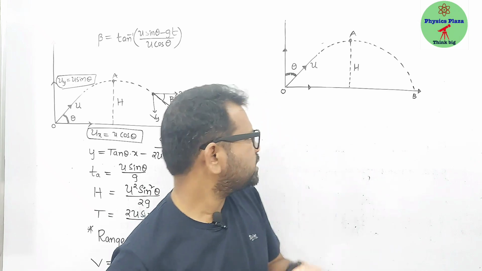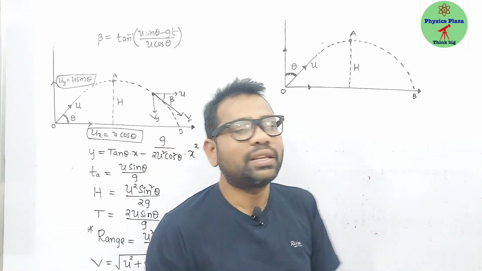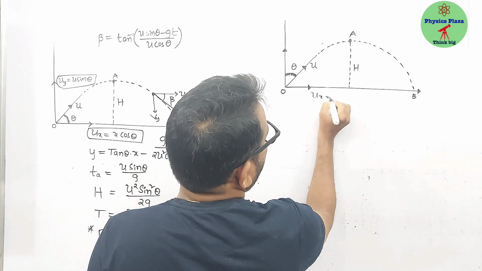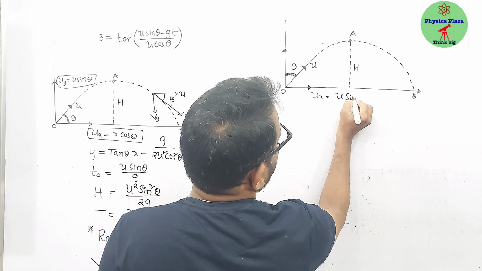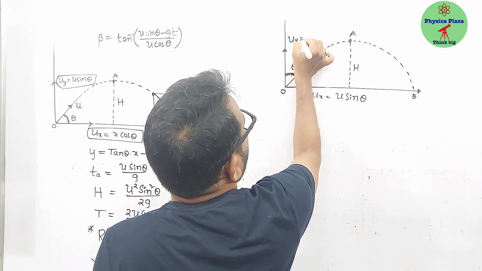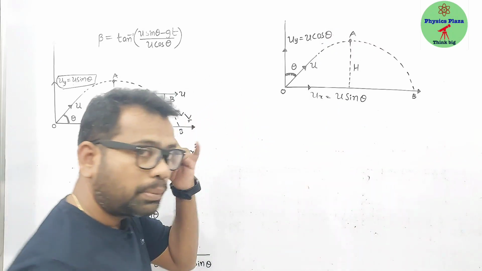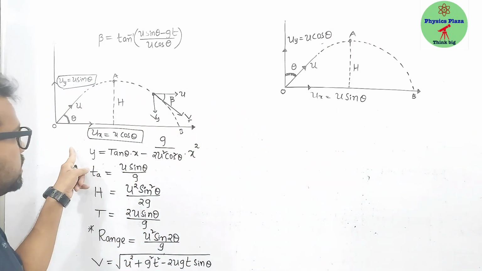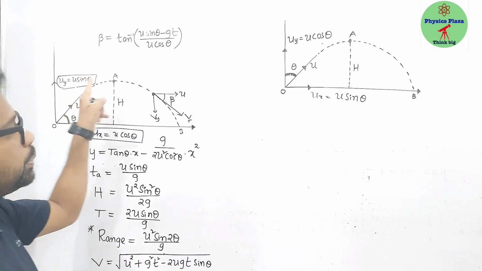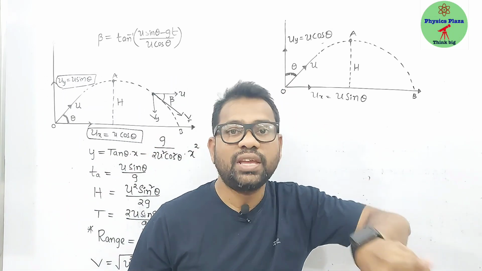Then what makes the difference? You may get one doubt: okay sir, such small things, what happens? Let us see that here. So here the horizontal component will become u sin theta, whereas the vertical component will become u cos theta. Very important. But in the previous case the horizontal component is u cos theta, and the vertical component is u sin theta. Means here these horizontal and vertical components are getting exchanged.